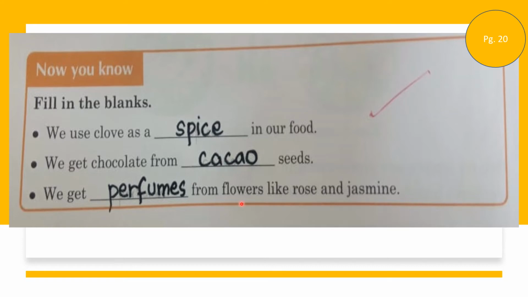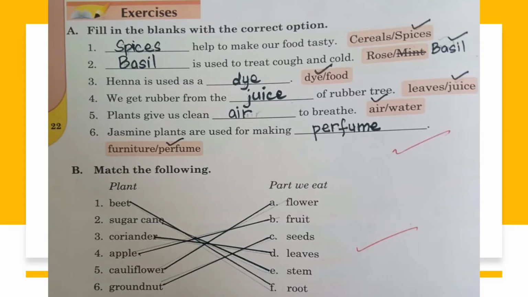We get dash from flowers like rose and jasmine. We get perfumes from flowers like rose and jasmine. What is the spelling of perfumes? P-E-R-F-U-M-E-S. Perfumes. Now open page number 22 of your book.